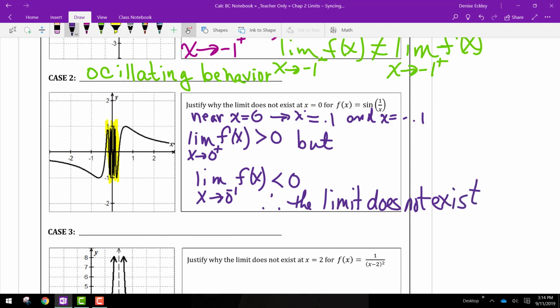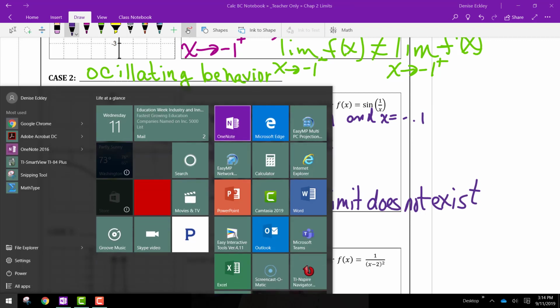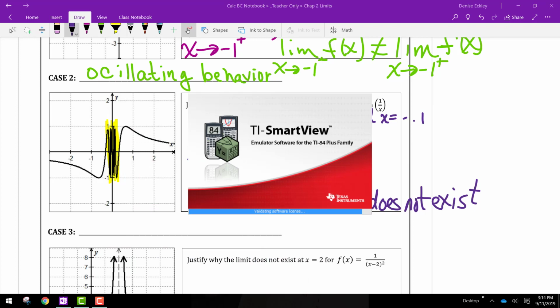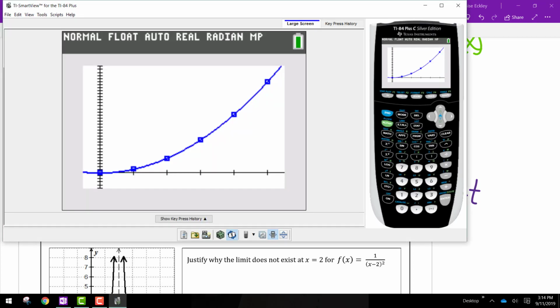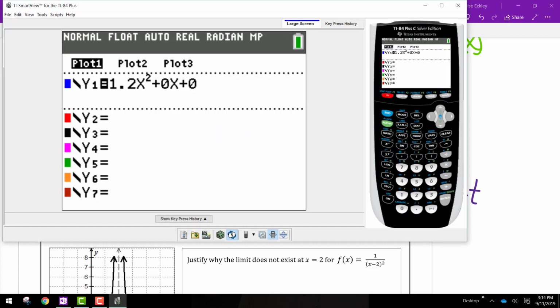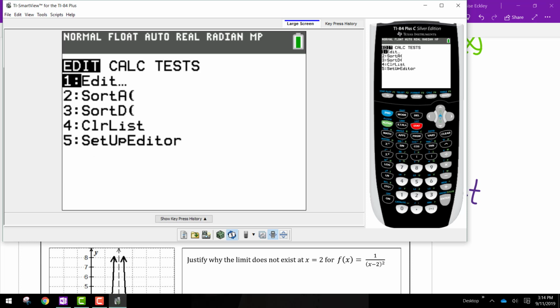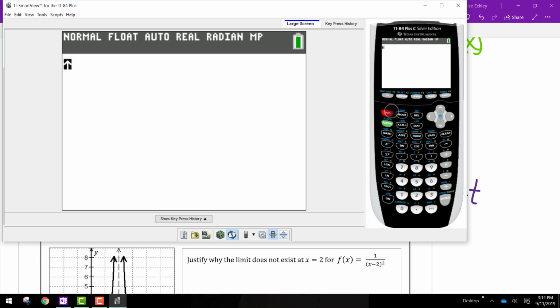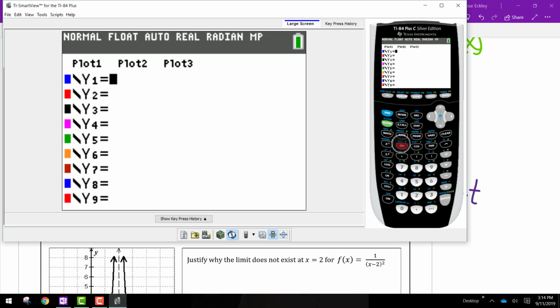Okay, and if you were to look at values in the table for sine of 1 over x, you would see that. So let me just pull that up real quick. So let's go under y equals. Put in sine, not stat, sine. So sine of 1 over x.